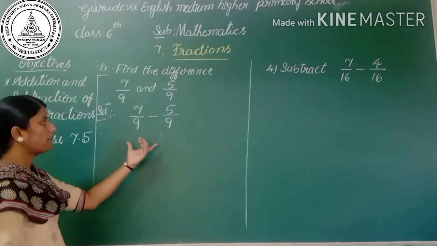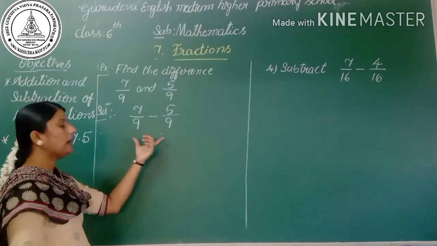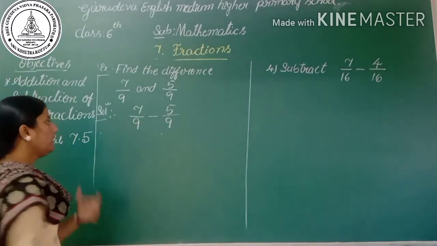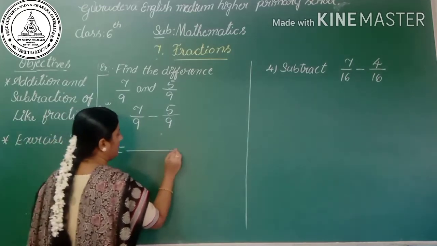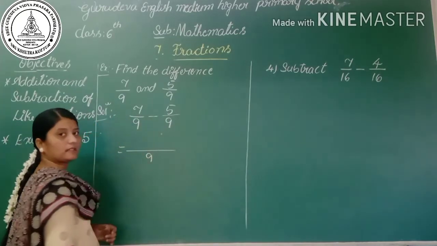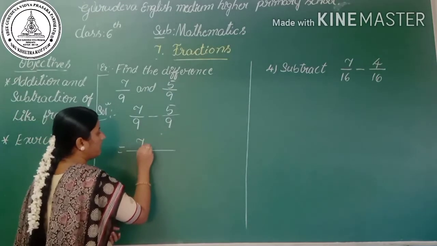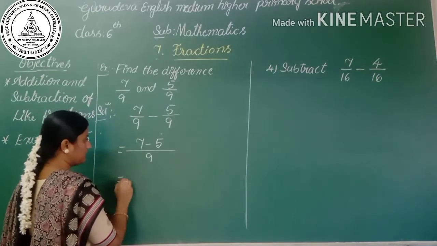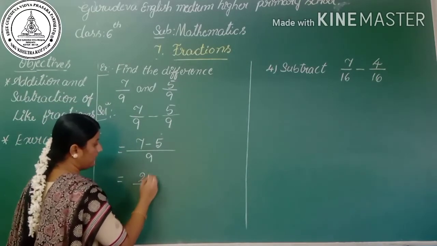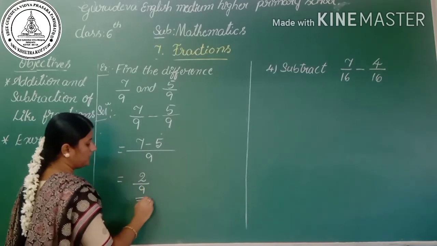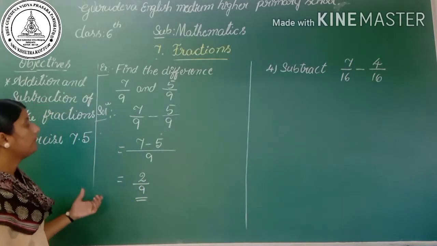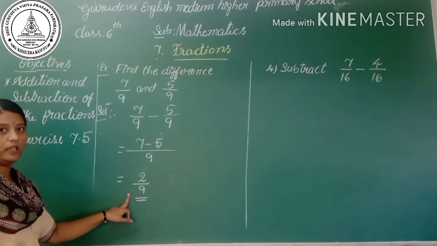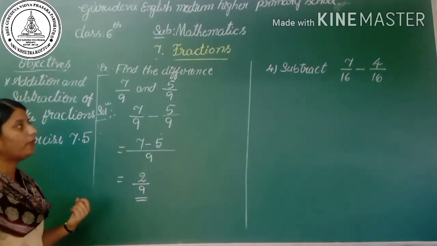In the subtraction of like fractions, we write the denominator as it is and subtract the numerators. Write the denominator as it is, 9, and subtract the numerators, 7 minus 5. 7 minus 5 is equal to how much? That is 2, divided by the denominator as it is. The obtained difference is 2 by 9.